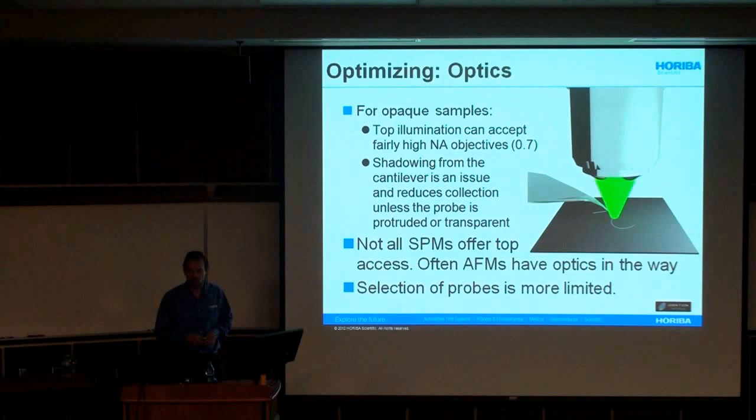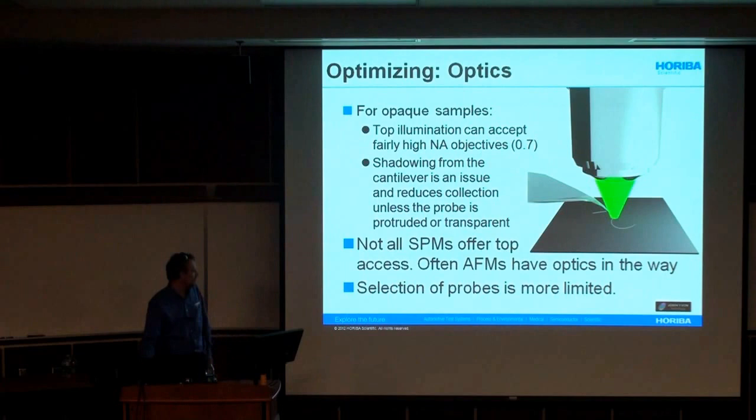So another big issue is that not all SPM systems offer that top access, and often AFM systems especially have optics in the way that they use to bring the feedback laser in place, etc. So all these optics will lower your throughput in terms of optical signal collection. And so the selection of probe is more limited in that case.